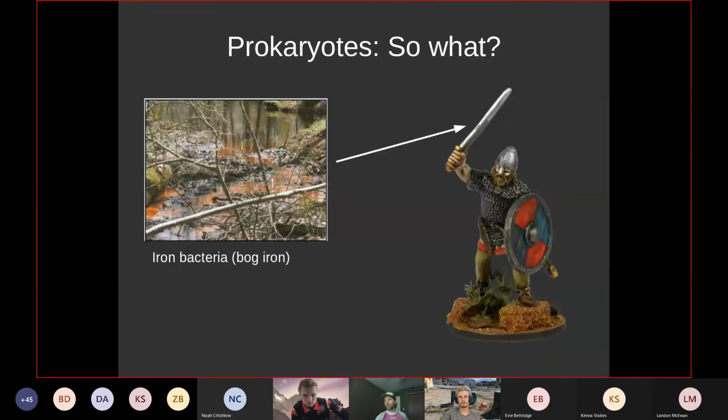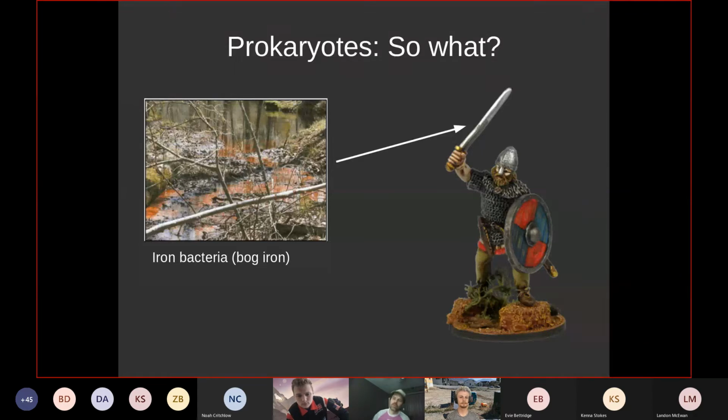Okay. Well, let's just go on a brief tangent then about why we should care about prokaryotes. Pictured here, you may have seen this out hiking at some point. It looks like orange sludge growing in kind of bogs, really wetland areas. That's iron-fixing bacteria. We call it bog iron.